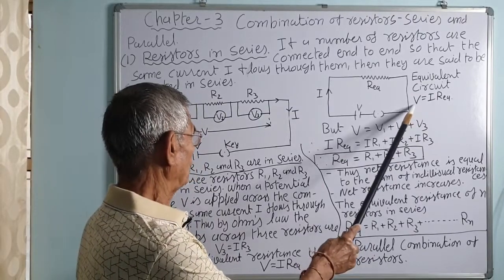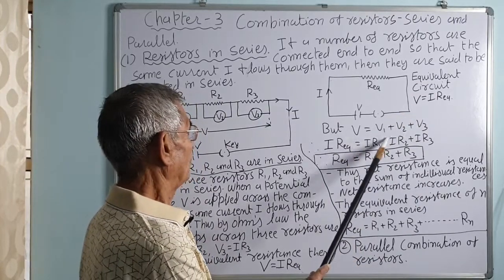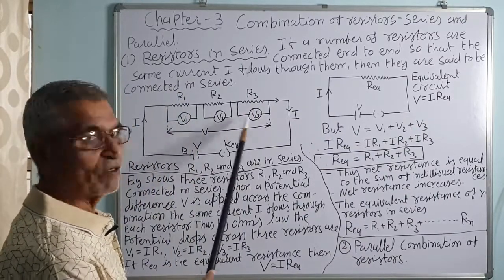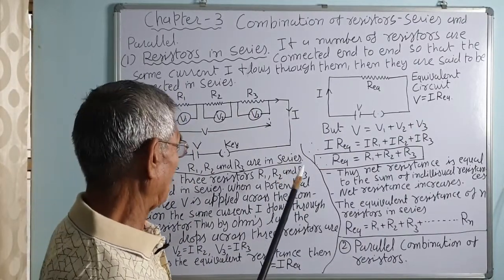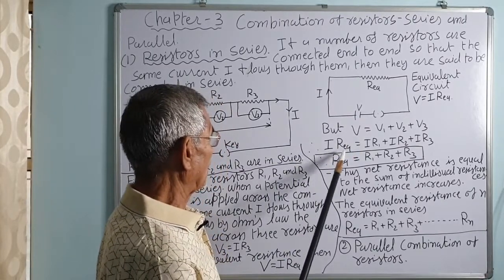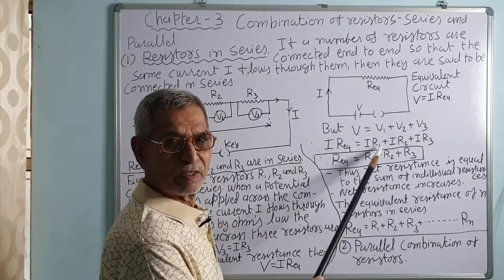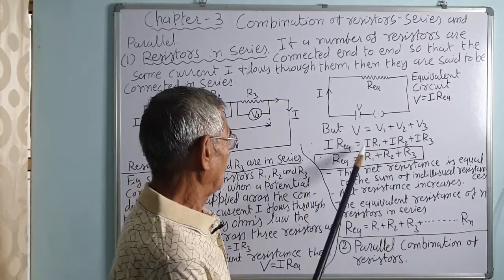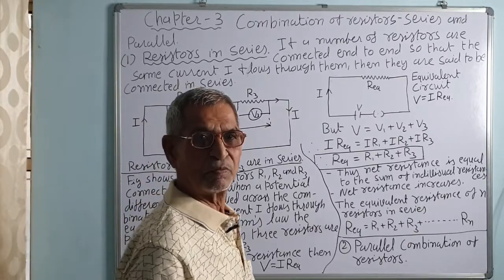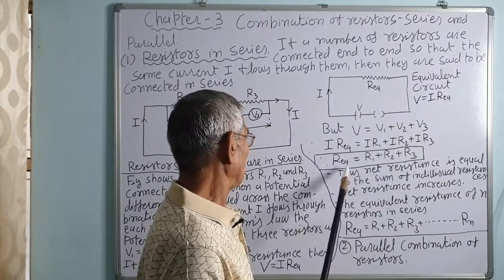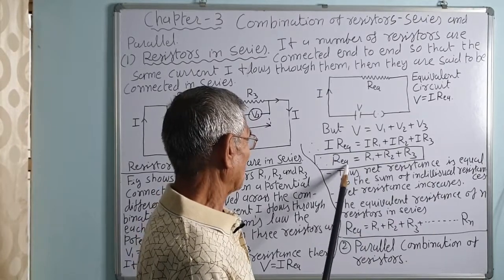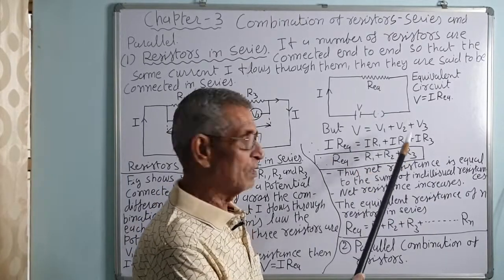But V is equal to V1 plus V2 plus V3. What is different? The potential difference. So, V is equal to I into R equivalent, and that is equal to V1, IR1, plus V2, IR2, plus V3, that is IR3. So, I is common. So, R equivalent is equal to R1 plus R2 plus R3.